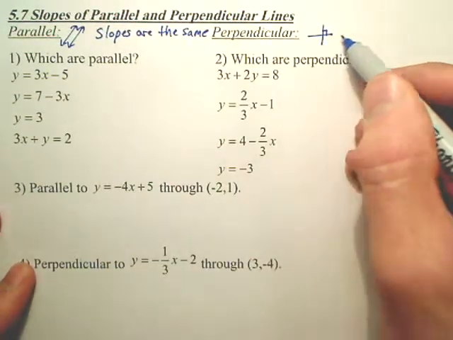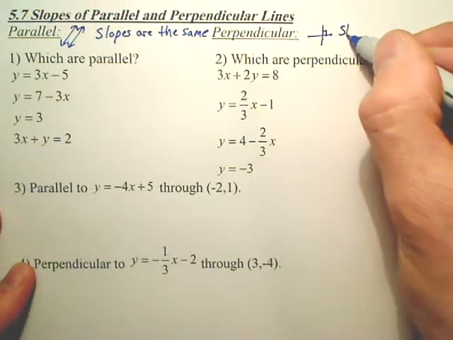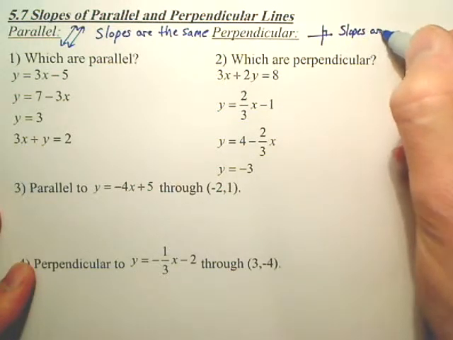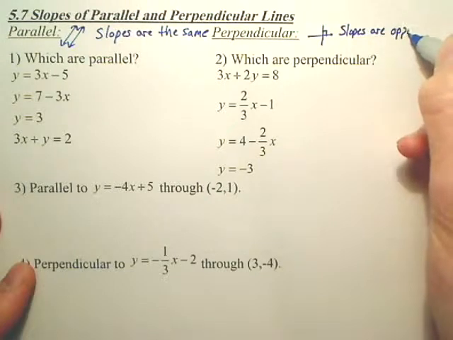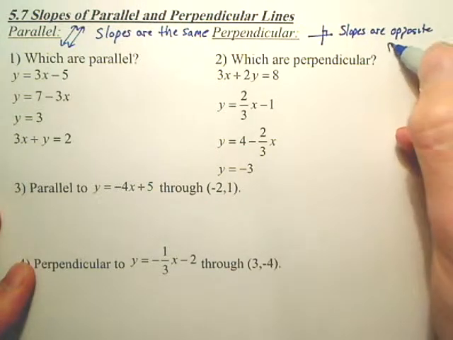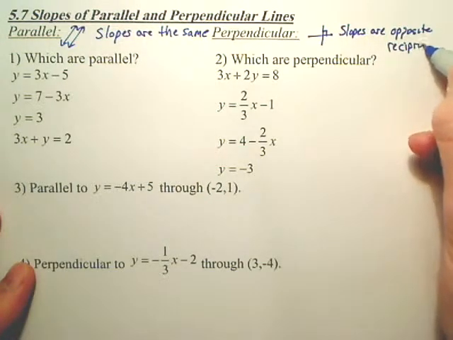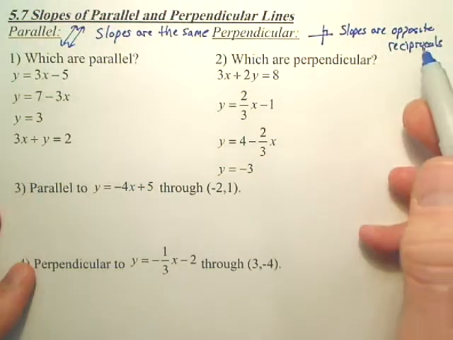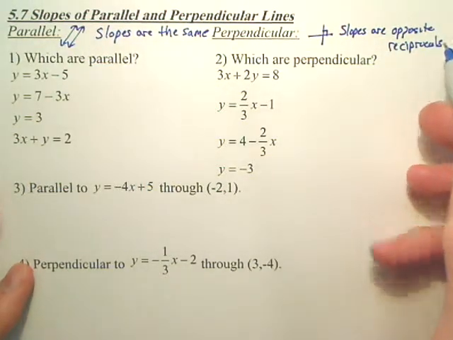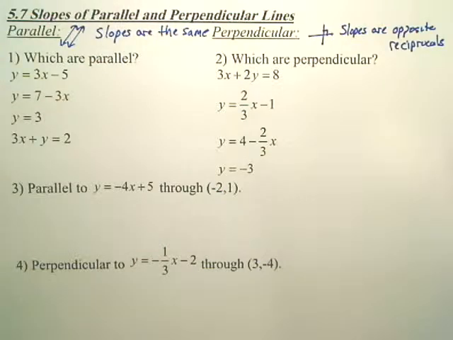If two lines are perpendicular, the slopes are opposite reciprocals. Now, it says opposite reciprocals. I'll talk about that in a second here. But we just need to get those down.